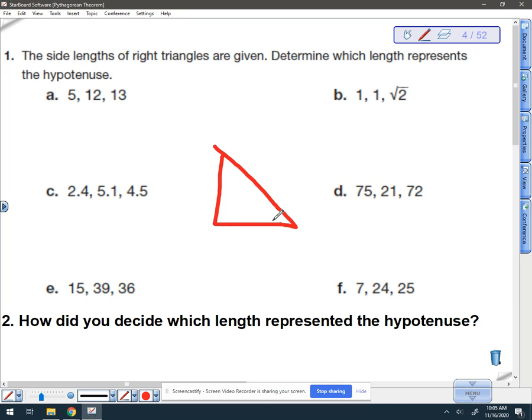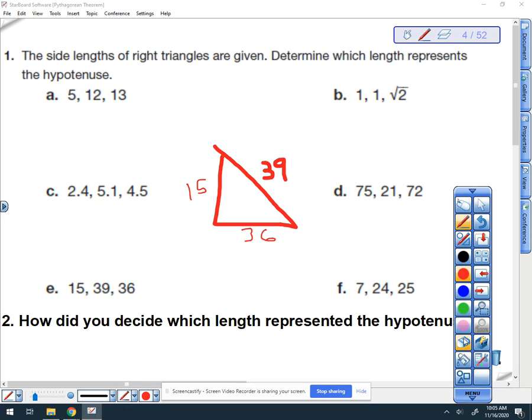So your hypotenuse, your longest side, would have to be 39. It's your biggest number, so that would have to go on the hypotenuse. Now, the good thing with the legs, it doesn't matter which one's which. You could make this 15 and make this 36, or you could do it the other way. It does not matter as long as the longest side is the 39.